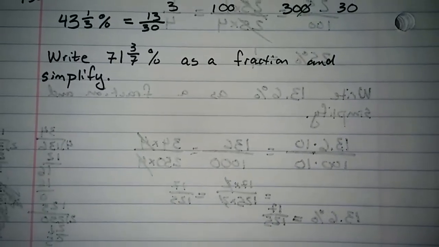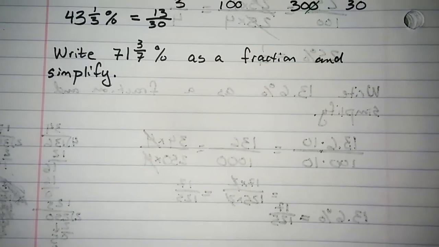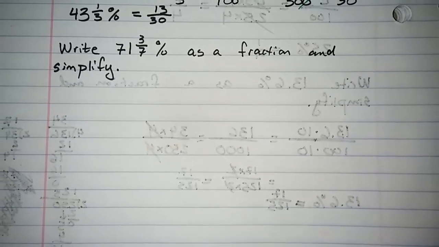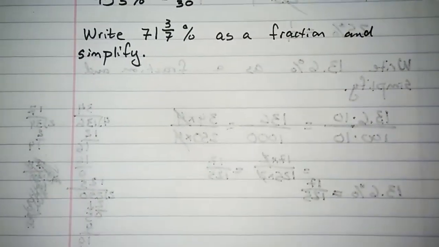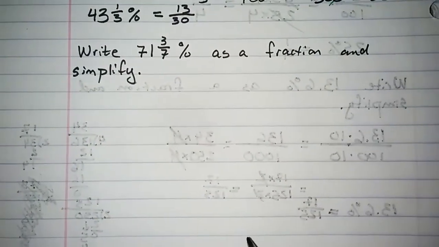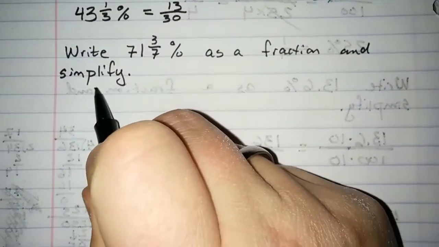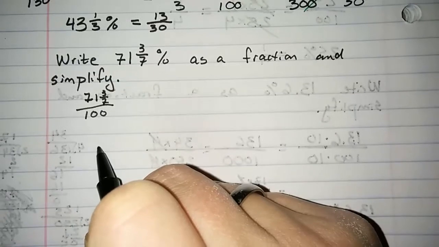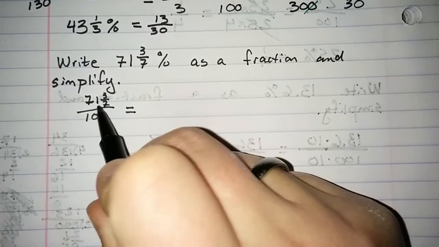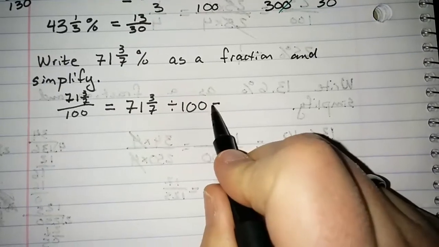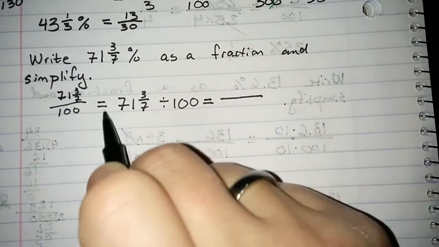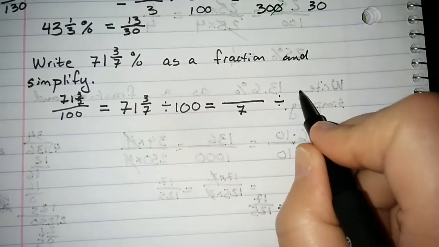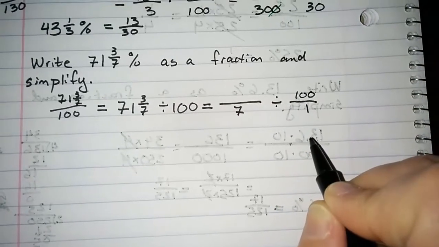Write 71 3/7% as a fraction and simplify. Pause the video and try this now. Alright, so we start by writing the fraction that it says on the box. 71 3/7 out of 100. Again, to simplify this, we'd like to write it as division. And in order to actually do this division, we're going to need to write this as an improper fraction, some number of sevenths, divided by 100 wholes.